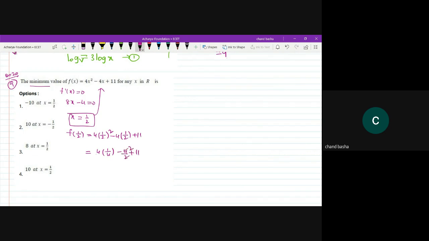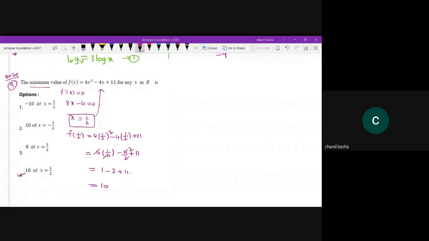2 times cancel. 4 will get cancelled. That is 12 minus 1 minus 2 plus 11. So 12 minus 2 means it is 10. Option 4 will give the correct answer for this question.